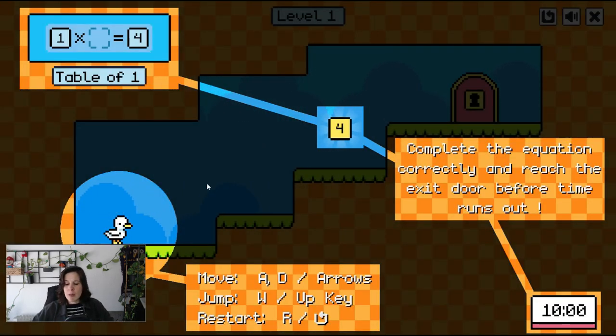To play and move the duck, we can use either the arrow keys of the keyboard or the keys that it tells us here below, in addition to the arrows A, D, W, and R to restart. In the upper left part of the screen, you can see the operations that we must solve with the tables in order. The first table we work with is the table of the number 1. And in the lower right part, this is very important, is the time we have to solve those multiplications.